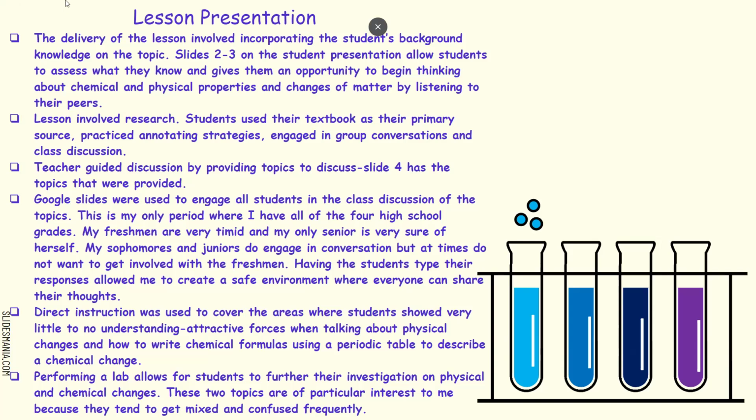My freshmen, I noticed, were a little bit timid when getting their name selected by the dice. But when it came to the juniors and the seniors, they were doing just phenomenal. There was some direct instruction needed, specifically when I noticed that the students had no idea about attractive forces and how to write chemical formulas. And lastly, when it came to the lab, the students really liked how the magnesium reacted with the oxygen. And students typically tend to do well in labs overall.